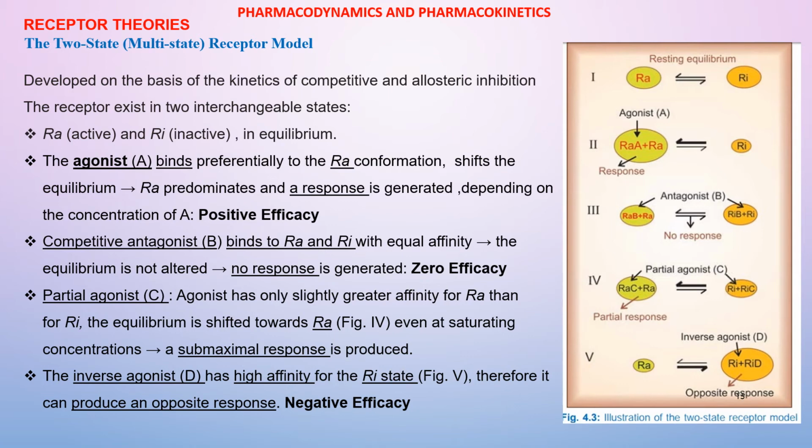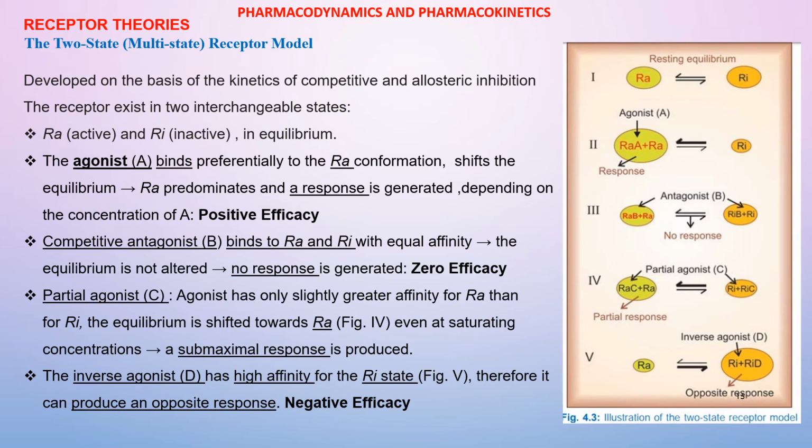If an agonist binds to the receptor, the equilibrium is shifted towards Ra. This leads to positive response. In case of a competitive agonist, this binds to both the Ra and Ri state with equal efficiency, thereby maintaining the equilibrium, hence zero efficiency.